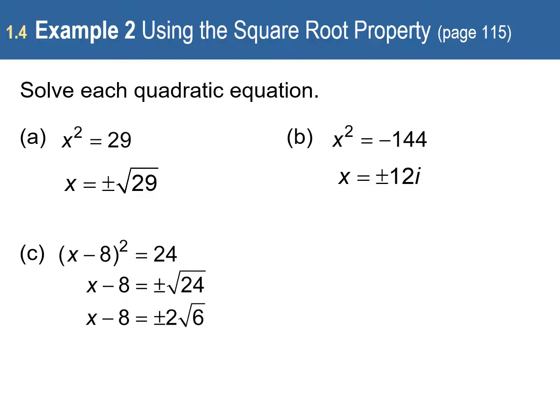I still want to solve for x. I add 8 to both sides. So x is 8 plus or minus 2 square root of 6. Now notice, had you FOILed this out, added 24 to the other side, and used the quadratic formula, you would have gotten this exact answer as well.